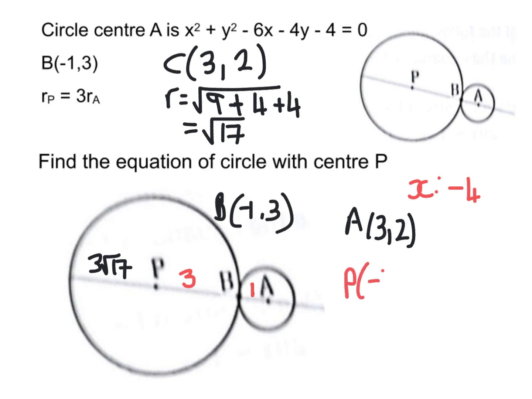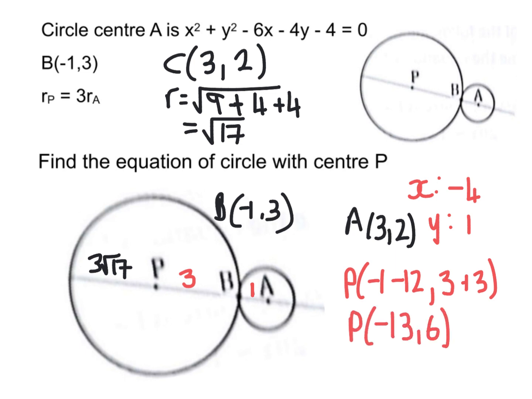So P will be minus 1, go back 12. Then if I look at my y's, the jump is from 2 to 3, so it's going up 1. So from P, I'll start at 3, and then I'll go up. 3 times 1 is 3, so I'll go up 3. So the centre of P is minus 13, 6. My radius is 3 root 17. So all that's left to do now is go get my equation.